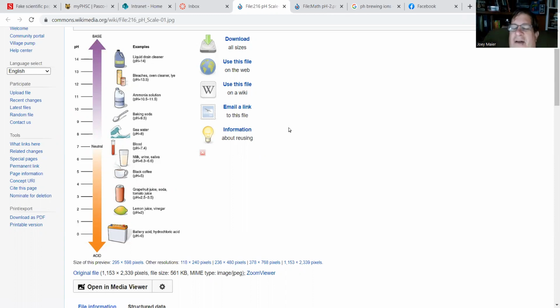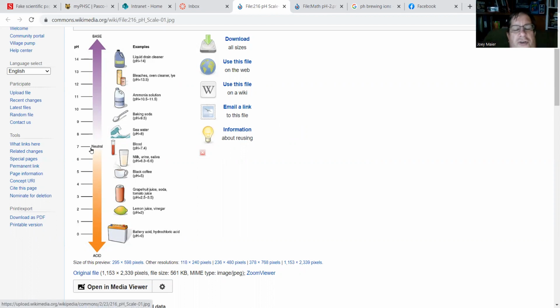So we have a situation where the more hydrogen you put in the solution, the more acidic it is, and that is the lower number. If you make something more acid by adding more hydrogen, the pH number goes down, not up. If you make something more basic by adding more hydroxide to it, the pH goes up. The more basic you are, the higher the number.